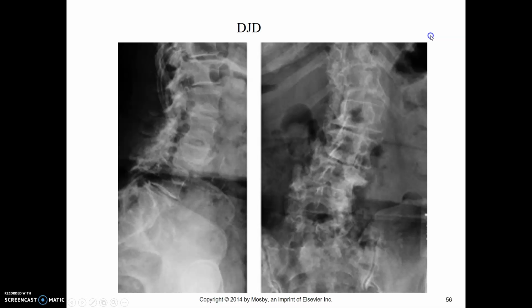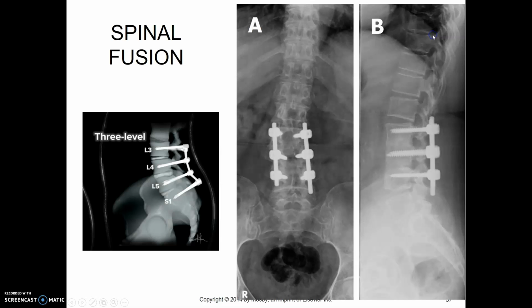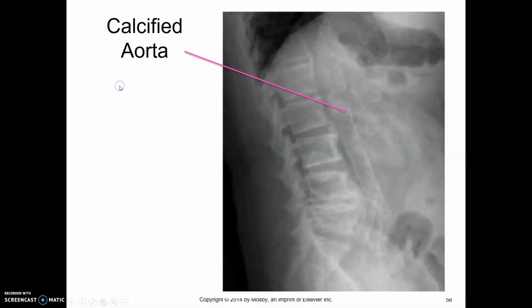DJD, degenerative joint disorder, spinal fusion. There can be different levels of spinal fusion depending on what the patient needs. And your patients that may have surgery will come back for follow-ups with their surgeon. They might request standing views for these, and just AP and lateral, they don't need a spot. So watch your orders on those.